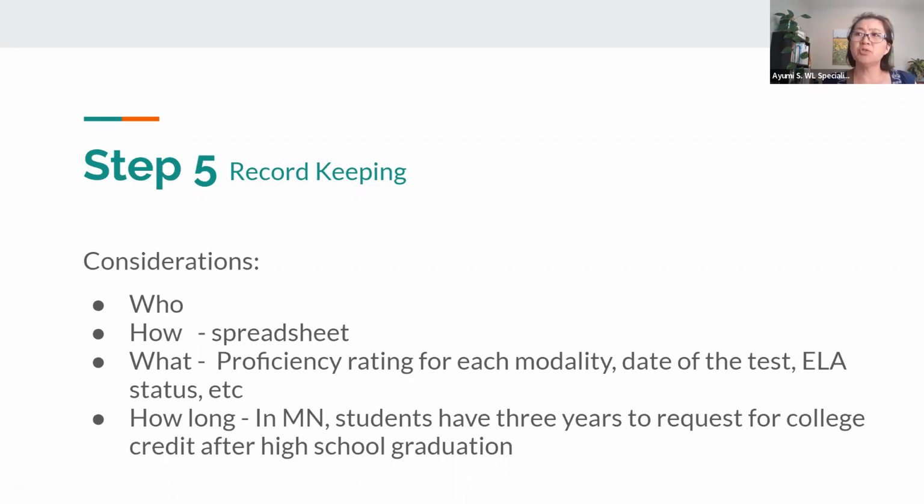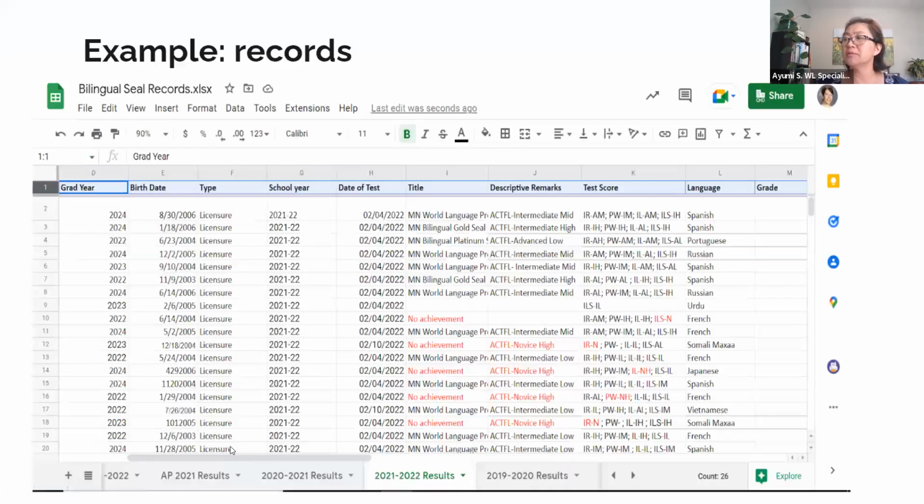So a consideration would be, who would do that? Who would be the person or department who would manage that? And how do you do that, right? And then what you probably need to keep: each rating for the modalities, date of the test, and English language arts credit status. So Lisa can talk about what she did in Wayzata.